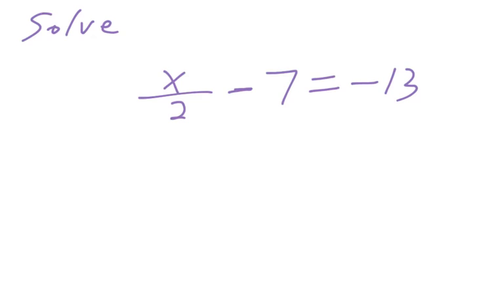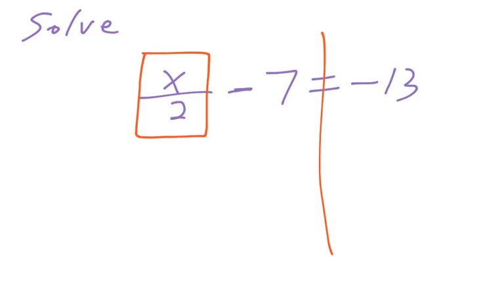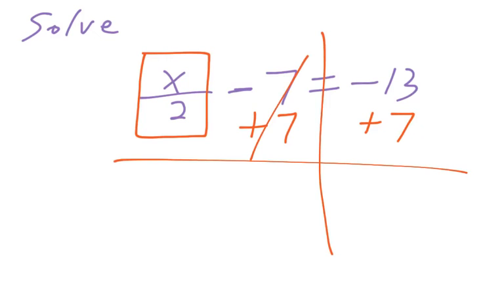So in this example, we have x divided by 2 minus 7 equals negative 13. So the fraction is the term that has our variable in it. X is being divided by 2. So we want to isolate that term by adding 7 to both sides. We're doing the inverse operation of subtracting 7. So we bring down the x divided by 2, because these cancel to give us an answer of 0, right? And then negative 13 plus 7 is negative 6. Subtract and keep the sign of the bigger number.